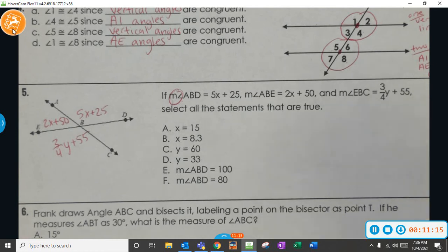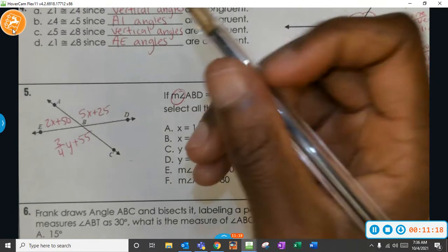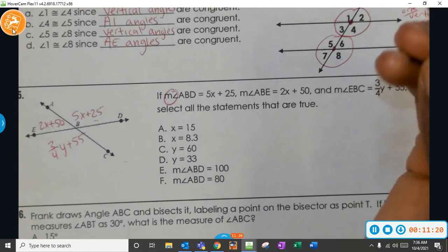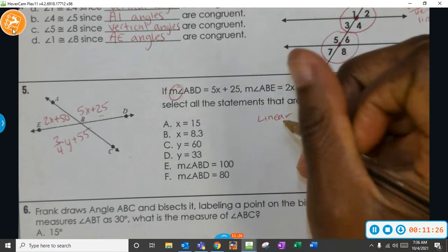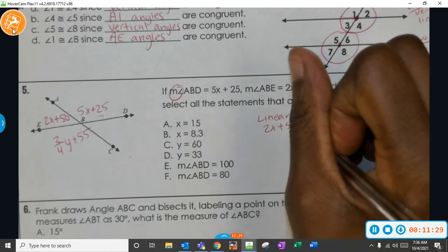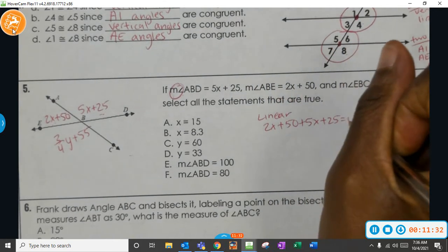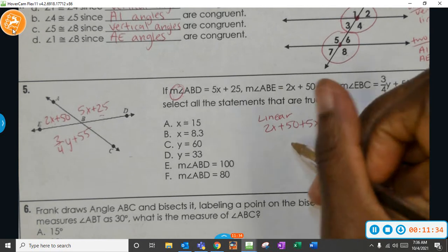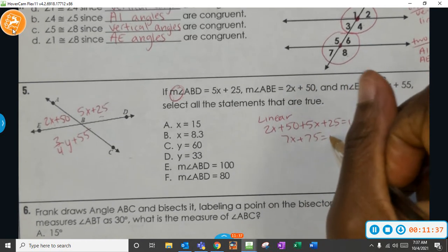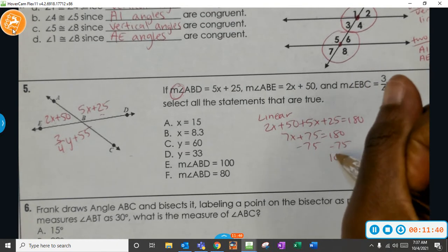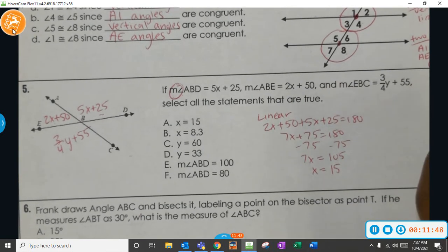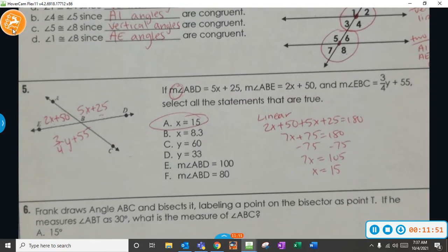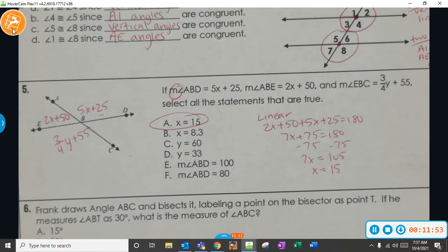So to figure out x, it's still like we did for numbers 1 through 3. We want to look at the two things that have x in them, and they form a line, so they're linear. So we would do 2x plus 50 plus 5x plus 25 equals 180, and solve that. Okay, so out of A and B, it's A. Should be checked.